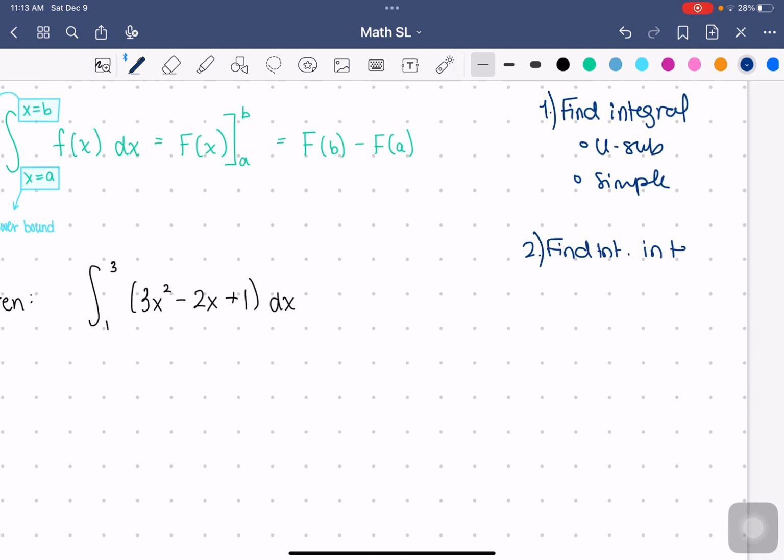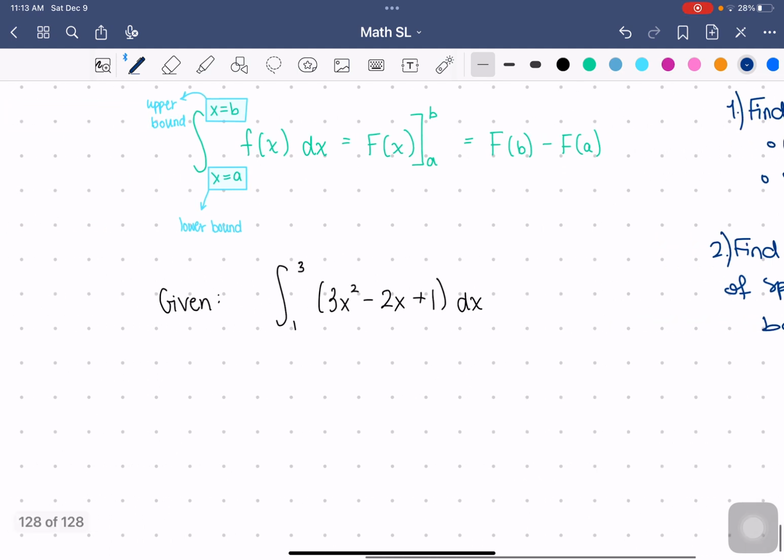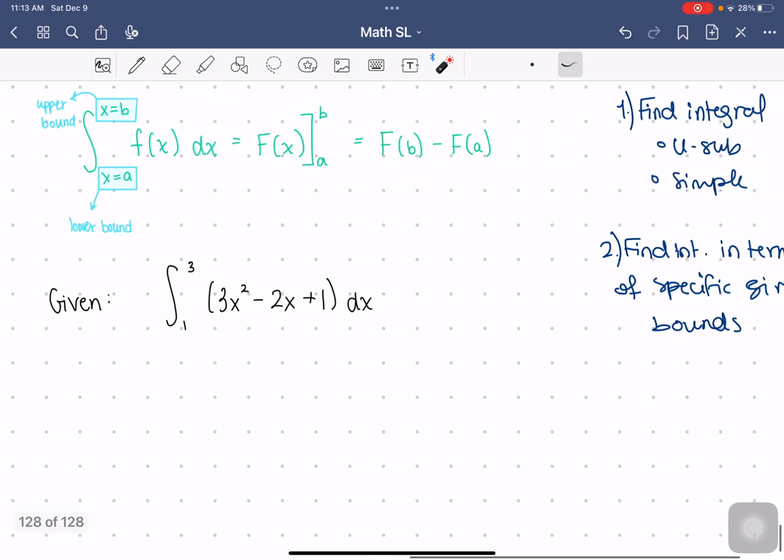Number 2, you have to find the integral in terms of the specific given bounds. So what does that mean? So here they're going to put 2 little numbers on your integral sign. This is going to be the upper bound. This is going to be the lower bound. Always remember, you're subtracting top from bottom. So you're doing whatever the integral at b is minus the integral at a, which is shown here. F of b minus f of a.